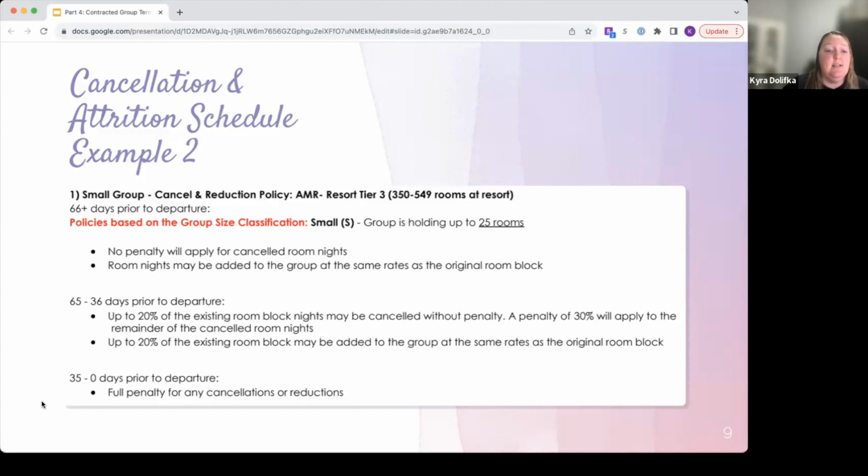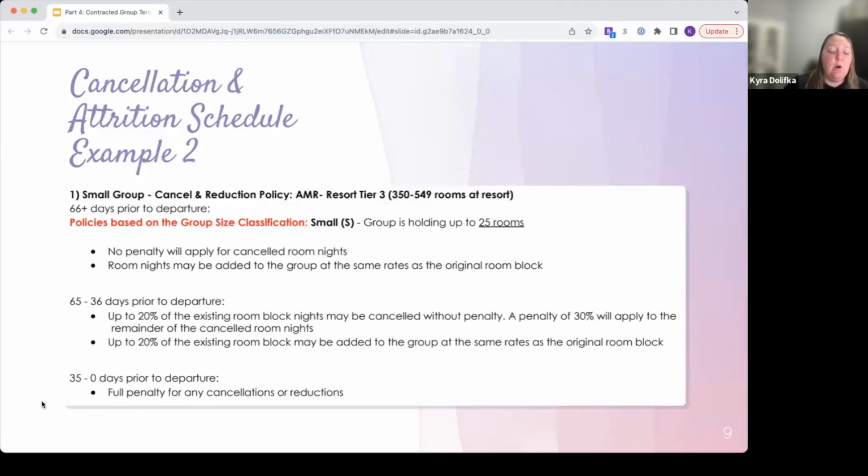Really great policy there. Now, 65 to 36 days prior to departure, they said up to 20% of the existing room block nights. Again, this is nights. This is not rooms. May be canceled without penalty. And there is a penalty there of 30% for anything outside of that 20% room nights.